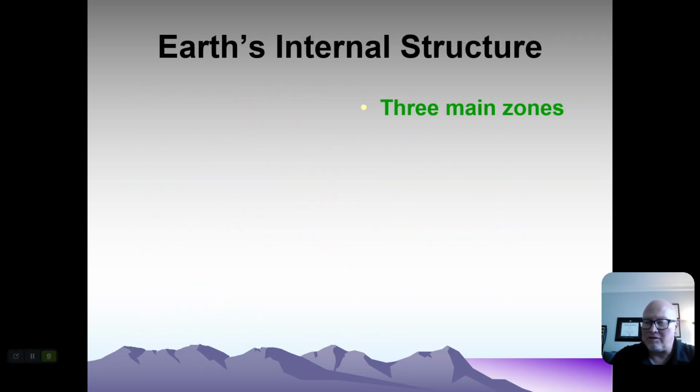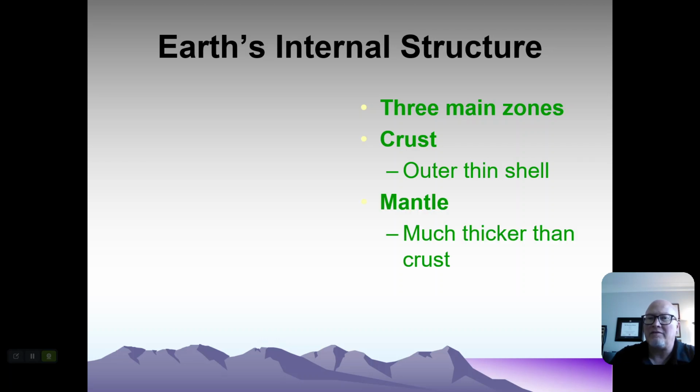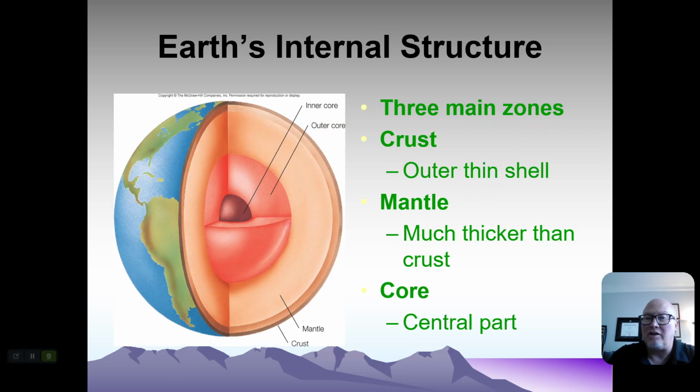If we take a look at the Earth's internal structure, the Earth is made of three primary zones: the crust, which is the outer shell, the mantle, which is much thicker than the crust, and below the crust, some of which is solid and some of which is more fluid or plastic. Not plastic like actual plastics, but plastic as in moldable. And then the core itself, which is made up of two parts: the outer core, which is liquid, and then the solid inner core.